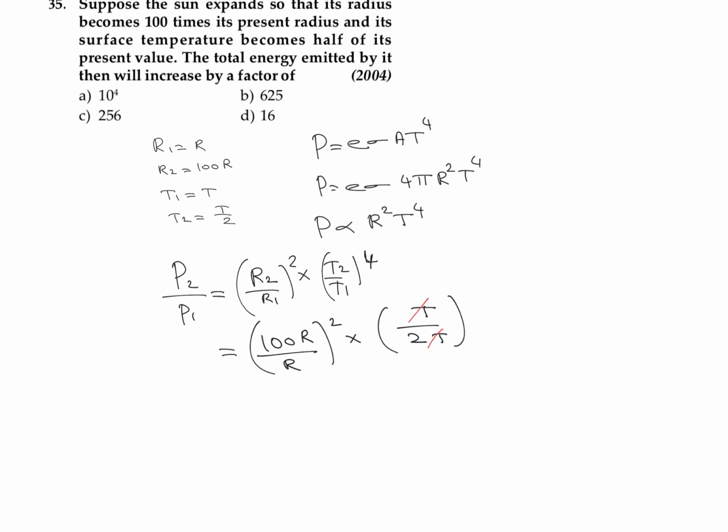So this T gets cancelled and this R gets cancelled. So you can write it as 100 raised to 2, which we can take as 100 into 100, or 10,000, divided by 2 raised to 4, which we can take as 16, which is equal to 625.